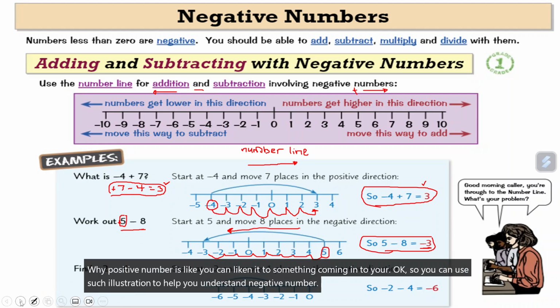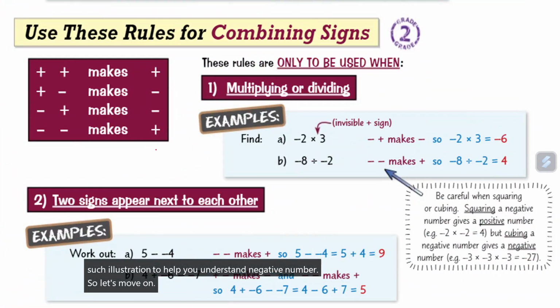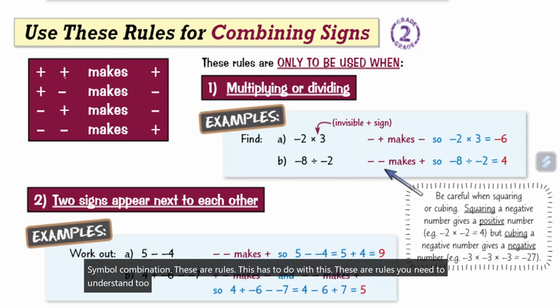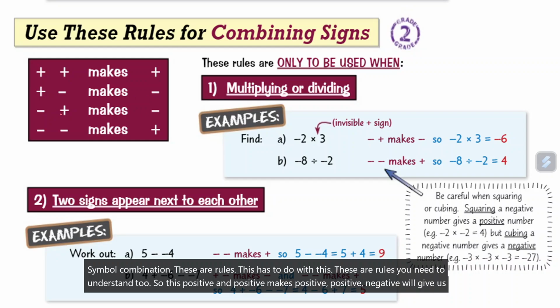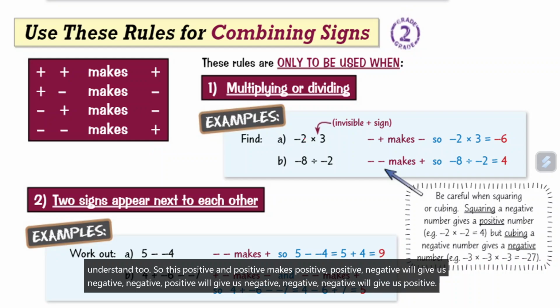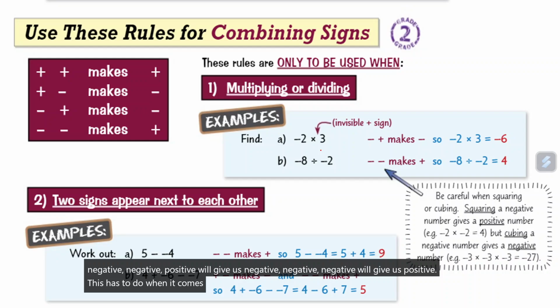So let's move on. Here is another symbol combination. These are rules you need to understand too. So positive and positive makes positive. Positive, negative will give us negative. Negative, positive will give us negative. And negative, negative will give us positive. This has to do with multiplication or division.